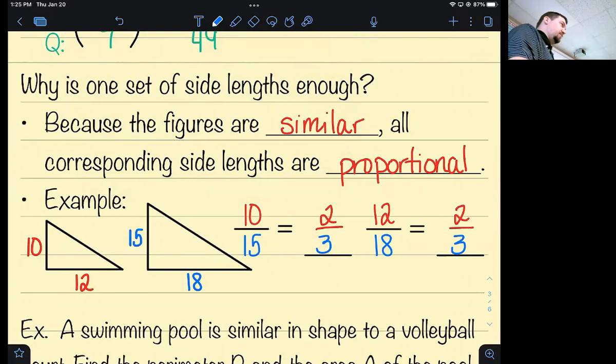What you can't do is what some of you were doing on the 2.5 homework. When you're creating your proportion, you cannot do 10 to 12, 15 to 18. Because even though those are proportional, they're not the side length ratios. The side length ratio would have to be 10 to 15, corresponding heights, to the corresponding bases of 12 to 18. Okay.